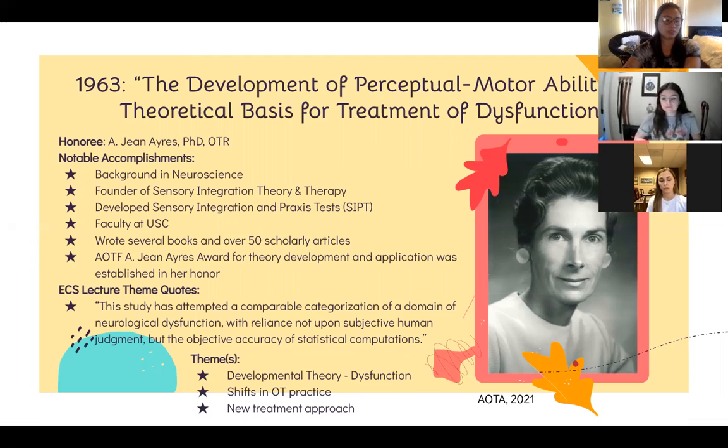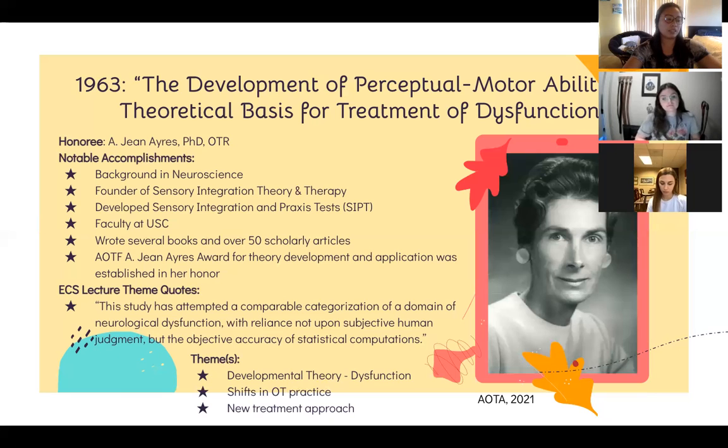She wrote several books and over 50 scholarly articles, and there was actually an award by AOTF that was developed in her honor. So in her lecture, Ayers discussed a research study on perceptual motor abilities, also known as hand-eye coordination, that she performed to describe a hypothesis that related to dysfunction in developmental processes. She used statistical data from her study to outline 5 major syndromes related to hand-eye coordination. Her study aligned with the shifting nature of the OT profession in the 1960s.